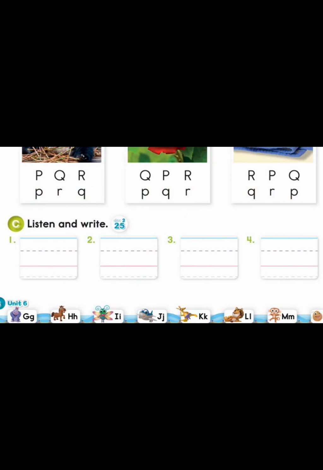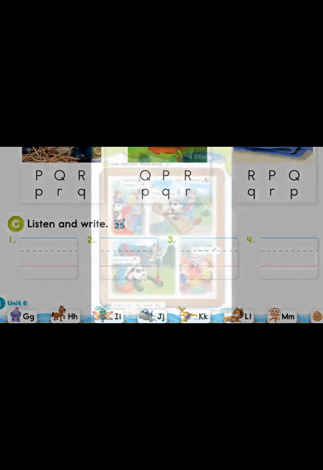Page 58. C. Listen and write. 1. Quiz. 2. Peach. 3. Robot. 4. Pineapple.